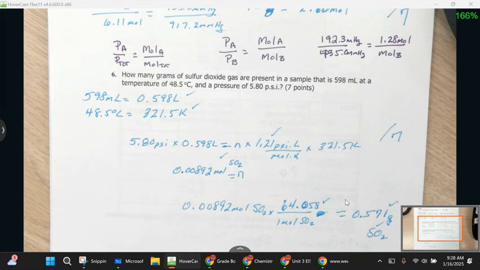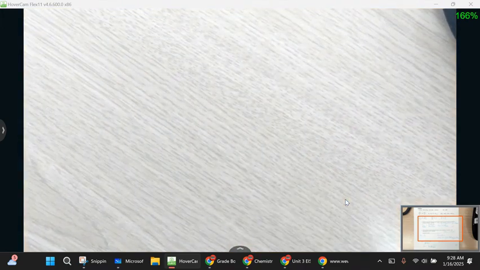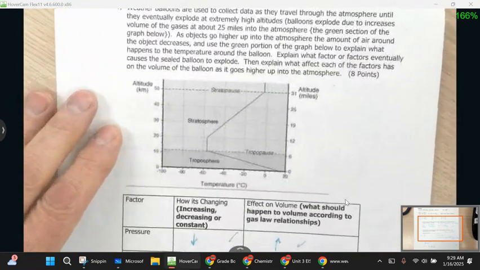Okay, that was the first half of the test. The second half of the test was no math. It was all about you understanding the concepts and the ideas that we had been talking about. So, ladies and gentlemen, the weather balloon question. Okay?